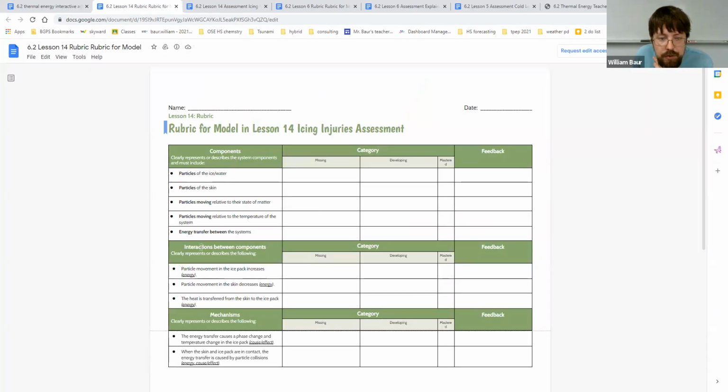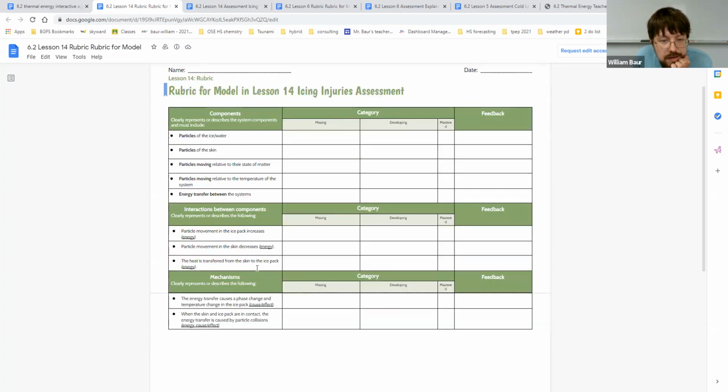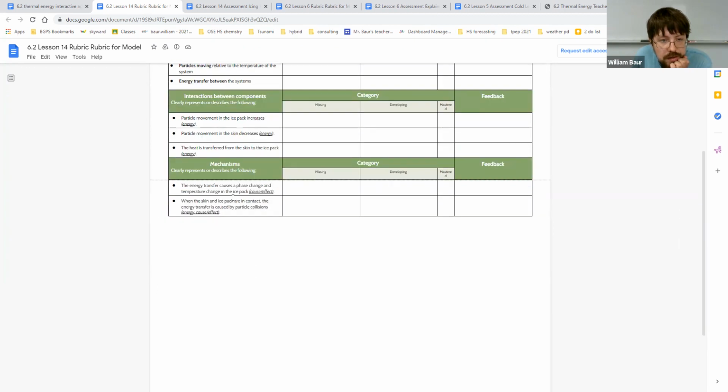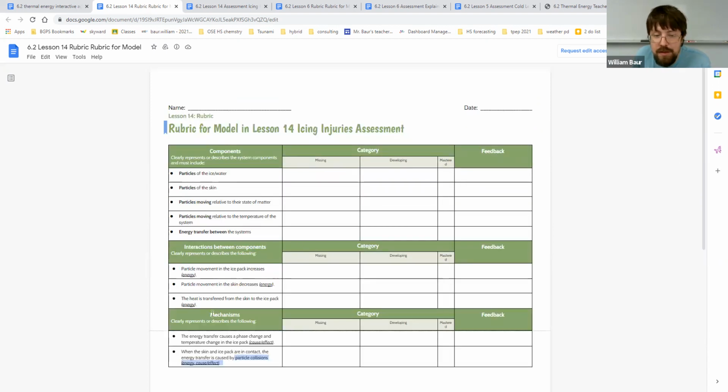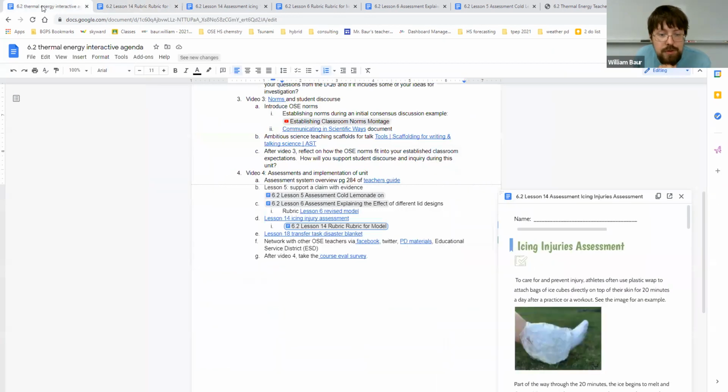So we've added some components like how the particles are moving in different states of matter, how the particles move at different temperatures, how energy transfer happens between the systems. And then here's this new part of the rubric, the mechanism. So how does energy transfer happen to cause a temperature change? Focus on this idea of particle collision. So that might be something that they didn't have in their first model that now they should have by lesson 14.